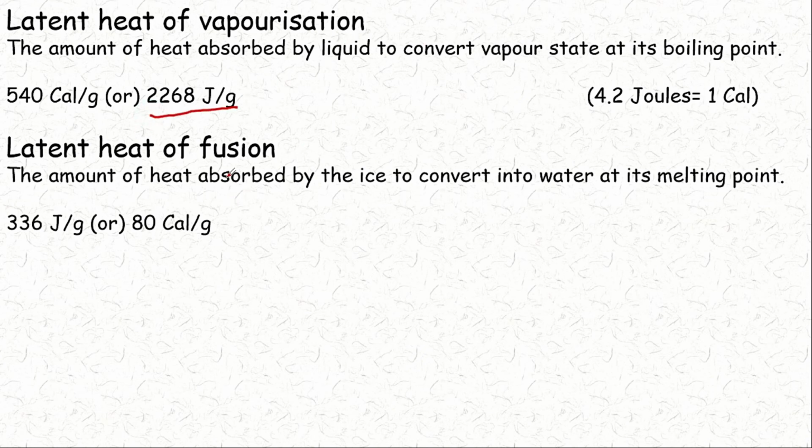When it comes to latent heat of fusion, when ice converts into water at its melting point, the heat absorbed is known as latent heat of fusion. Here, when converting ice into water, 336 joules per gram or 80 calories per gram is absorbed. Ice absorbs 80 calories per gram to convert itself into water.